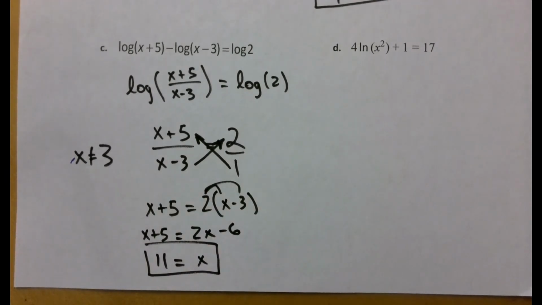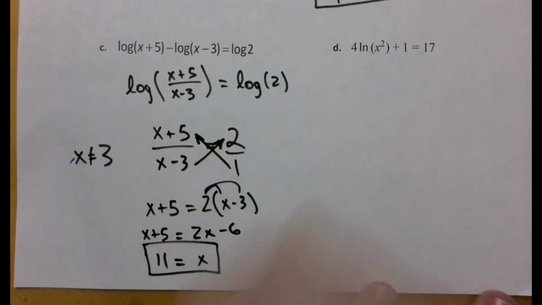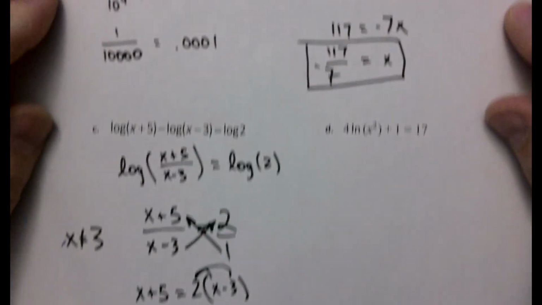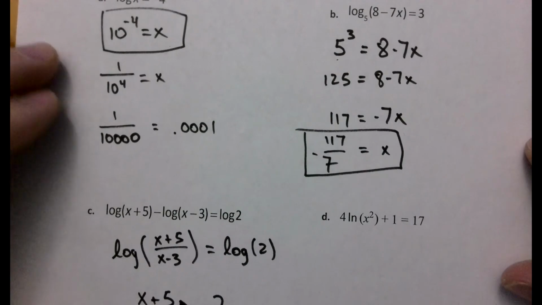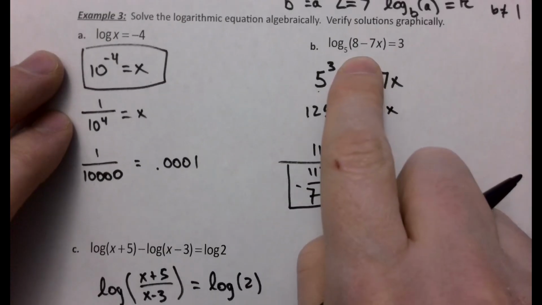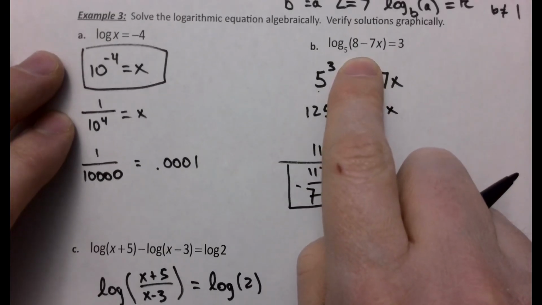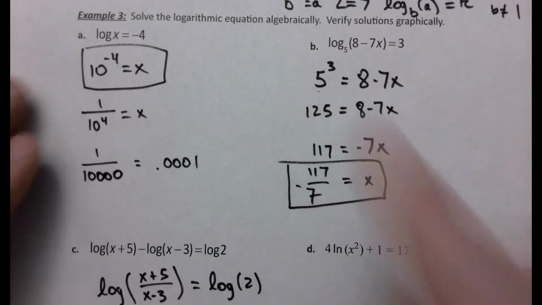We should double check it, but I'm going to check it graphically when we show the graphical solution. And really, in all of these problems, we should double check that there aren't extraneous solutions. Because remember, what we evaluate log of has to be a value that is greater than 0.